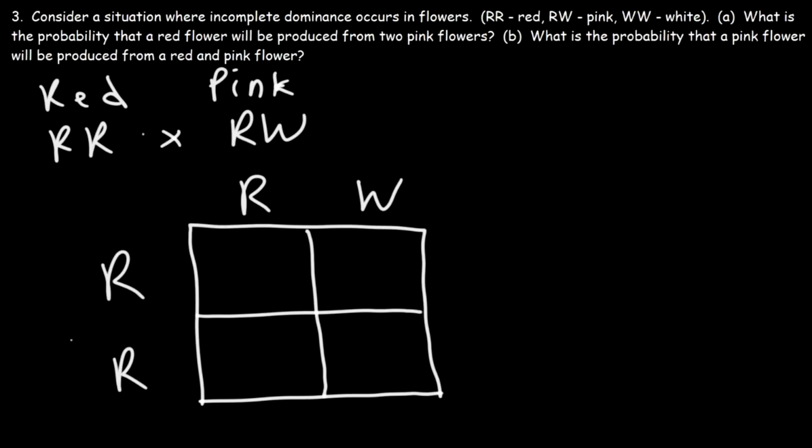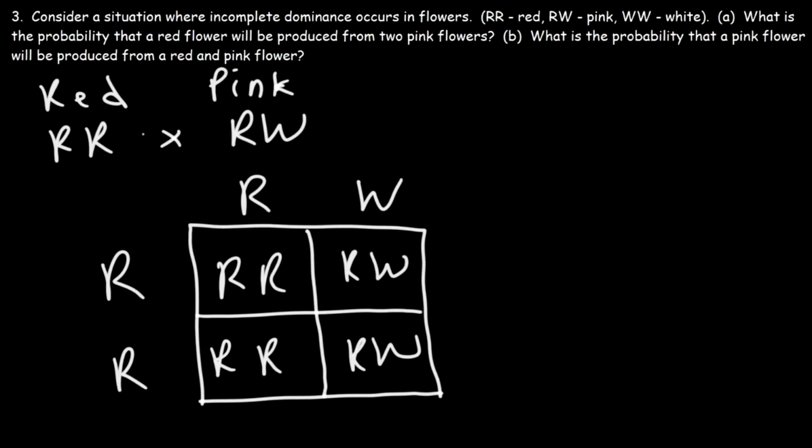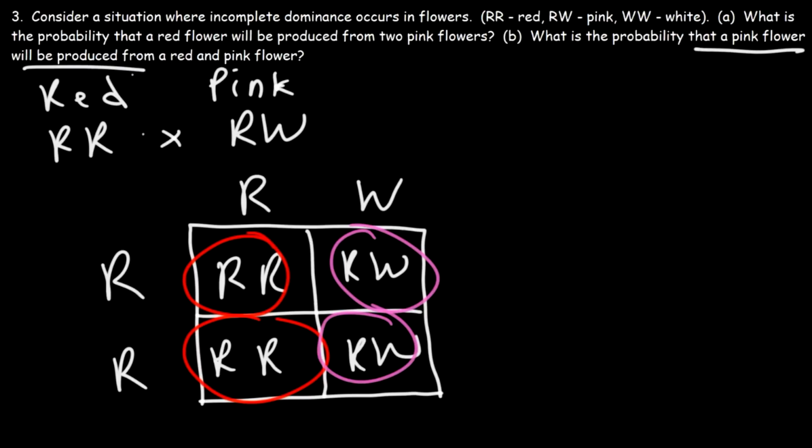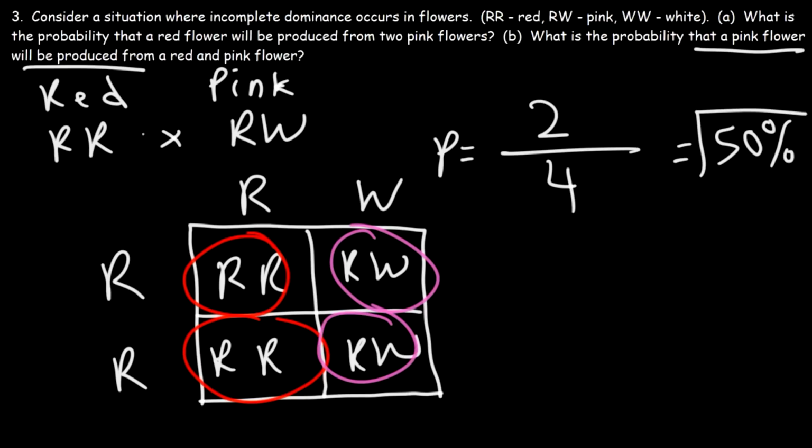So let's go ahead and fill out the square. So this is going to be RR, and then we're going to have RW. So these two flowers will have a red color, and these two will have a pink color. So the probability that a pink flower will be produced, there's 2 pink flowers out of a total of 4, and so that's going to give us a 50% probability. So that's it for part B.